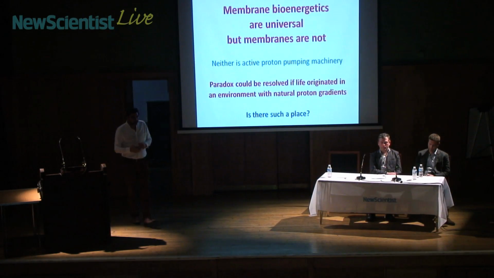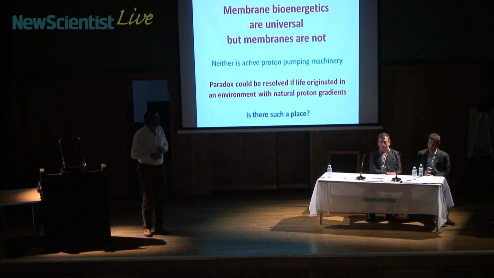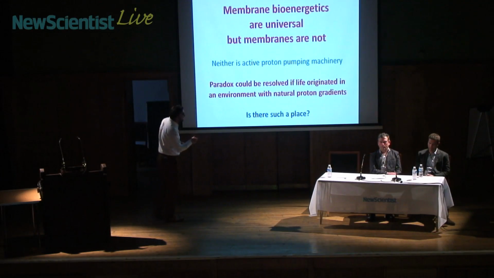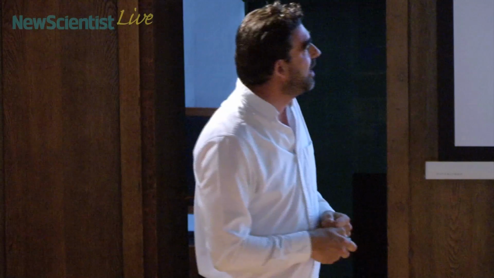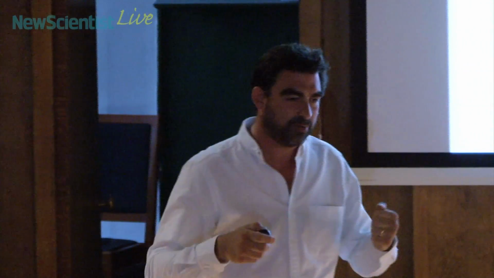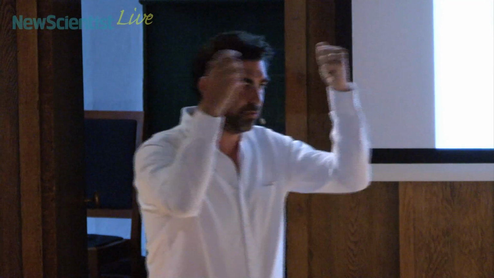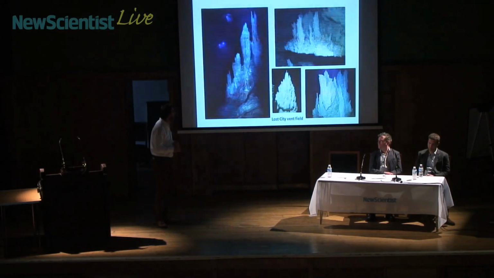So here's the paradox. Membrane bioenergetics, that's what we're doing when we're breathing oxygen and so on. They're universal, but the membranes are not universal, and neither is the active proton pumping machinery. Now, the paradox could be resolved if life actually originated in some kind of an environment where there are natural proton gradients. So you're not having to produce your own by pumping all the time. You simply use what's naturally there.